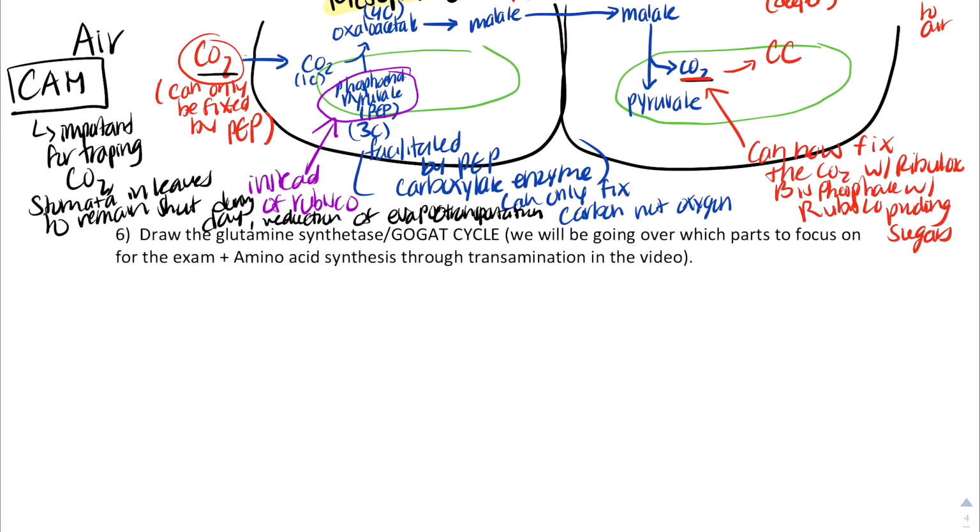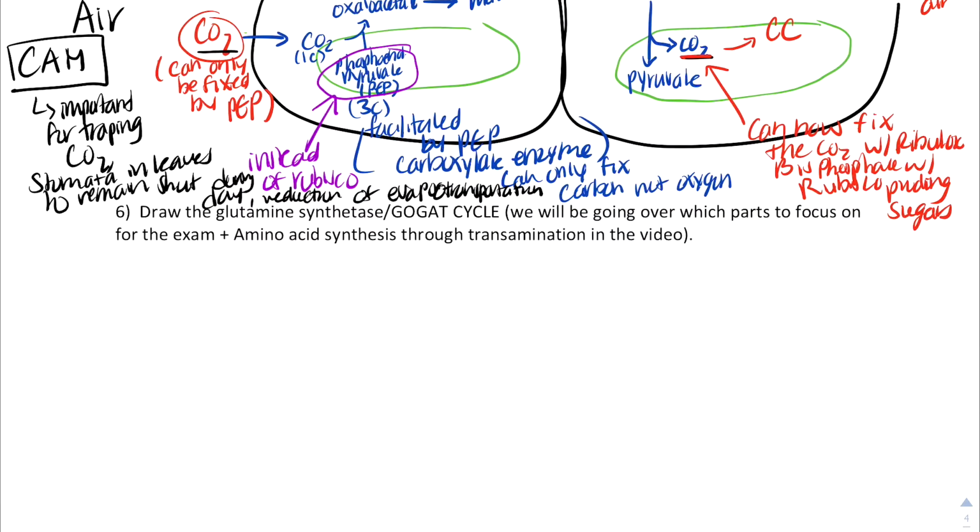Okay, so now we're going to go into the GOGAT cycle. Dr. Thomas did say he doesn't expect you guys to draw the entire thing, but I'm going to go over the three most important steps of the reaction, starting with sucrose. Also, just to limit time, I'm not going to draw the structures, I'll just draw the names. But actually, before we go into the steps, let's go over what the GOGAT cycle is.